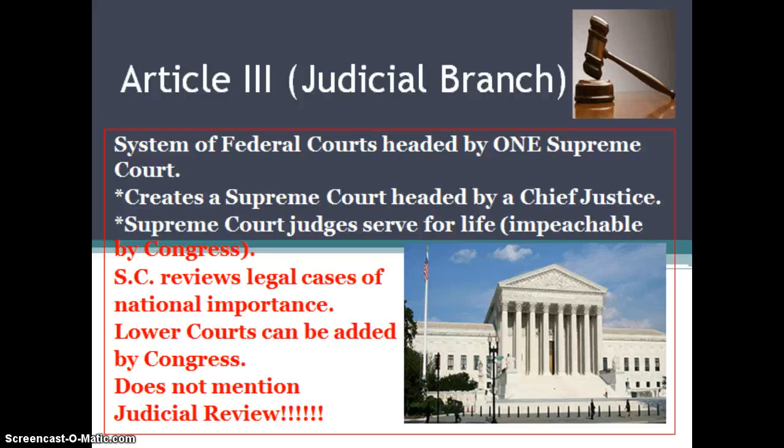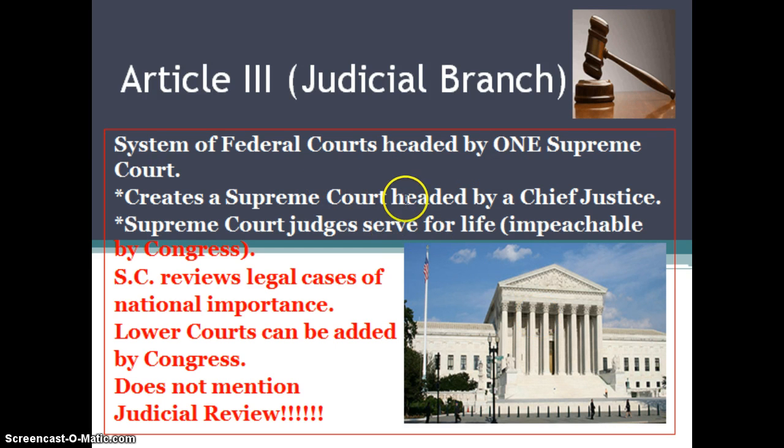And you can see by looking at the Constitution, it's a much smaller branch of government. So either there was less fear about the power of the judicial branch, or less understanding about the impact the judicial branch would have. Either way, the judicial branch sets up a federal court system headed by one single Supreme Court, which you can see here in Washington, D.C.